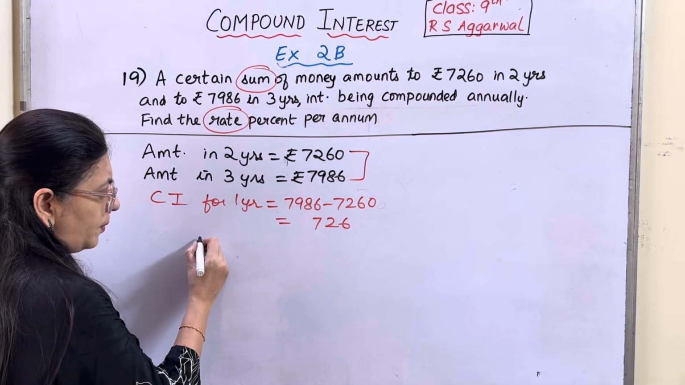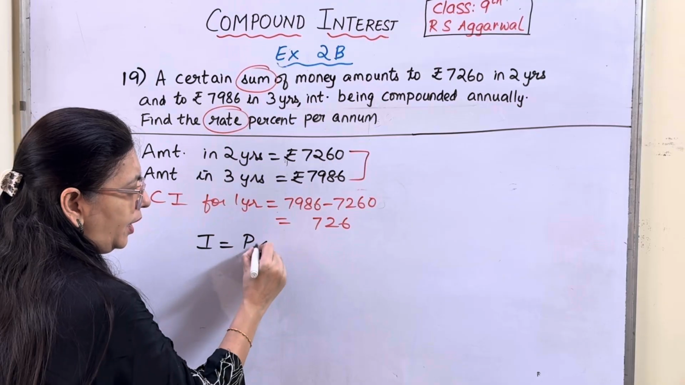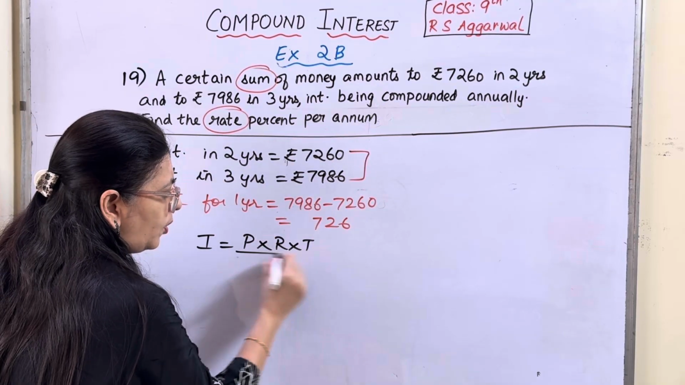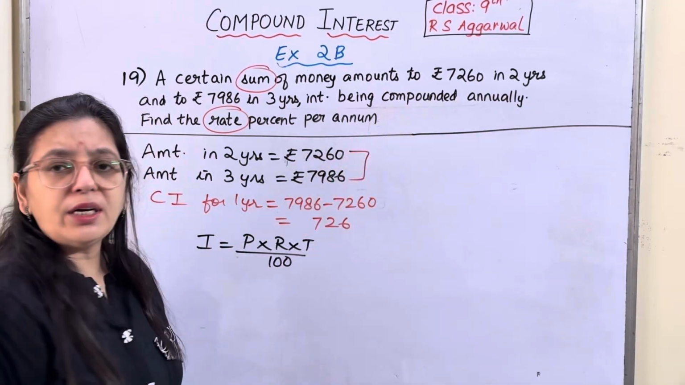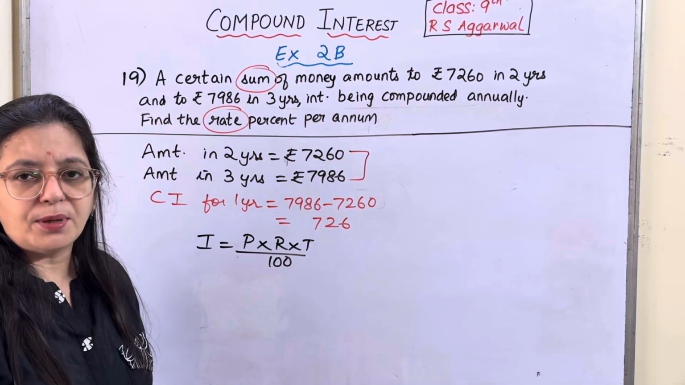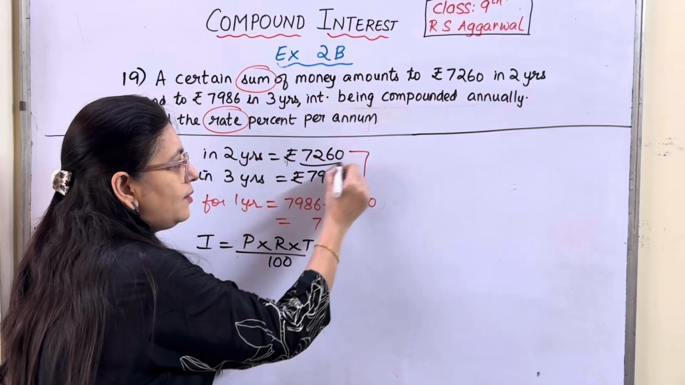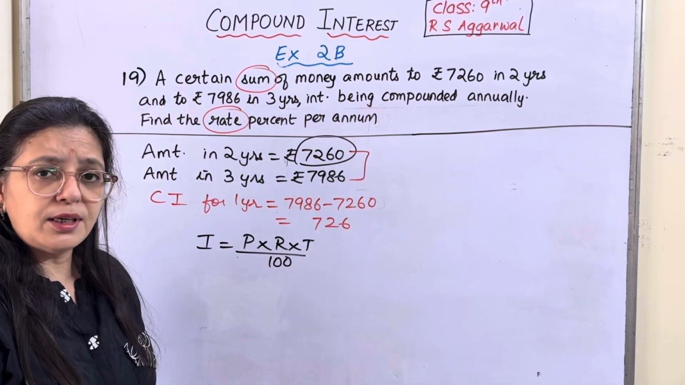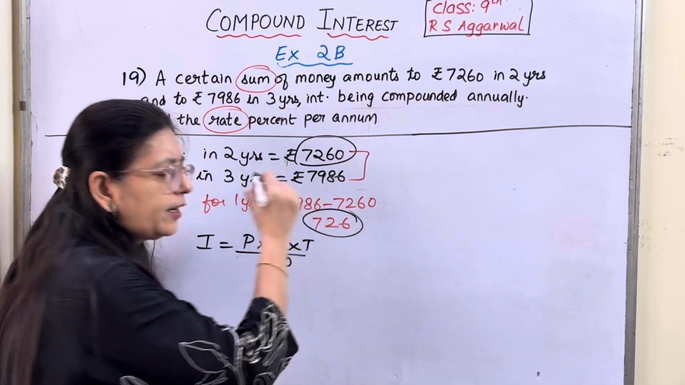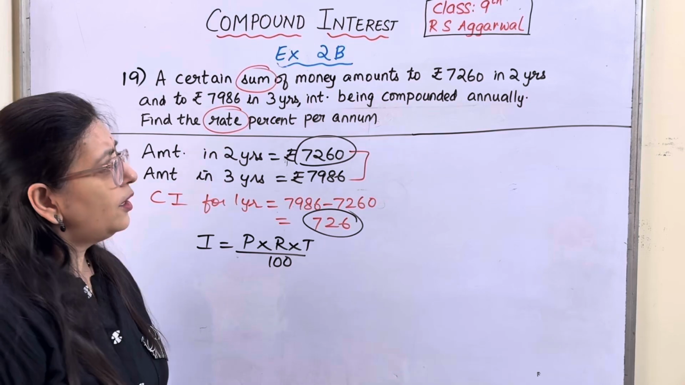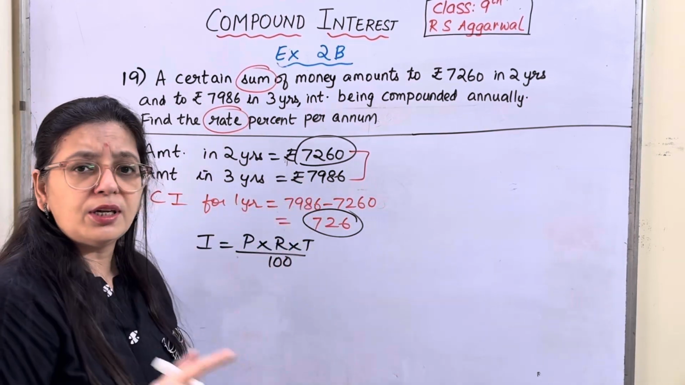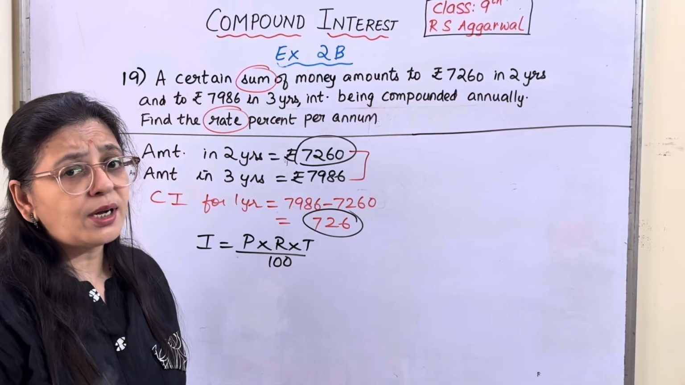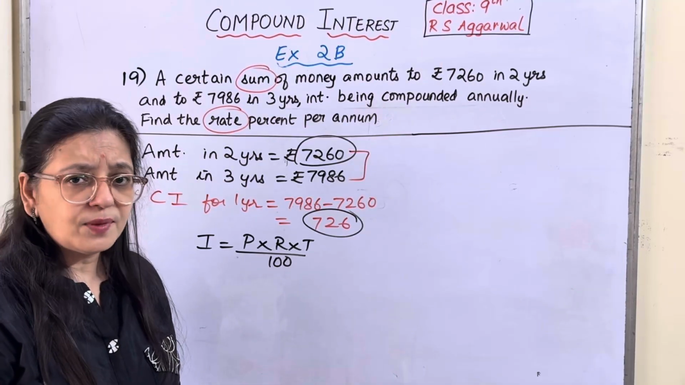So, simple interest is equal to P into R into T upon 100. And we say, ma'am, they have told compounded annually. Why are we using simple interest? Children, this is the principal for the third year. This is the interest for the third year. Rate you have to find, and you know from second to third year, so time is 1 year. So you can apply this and find the rate, isn't it?